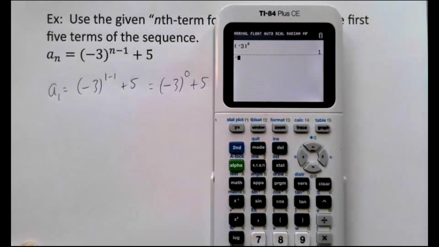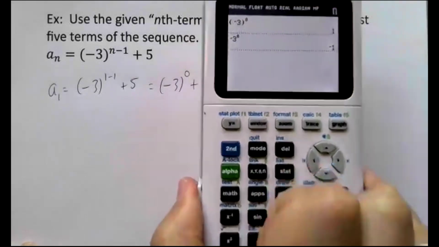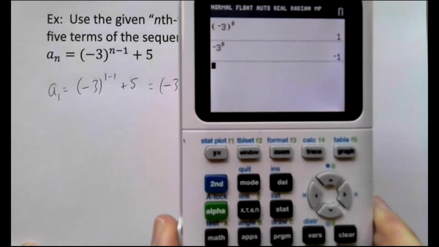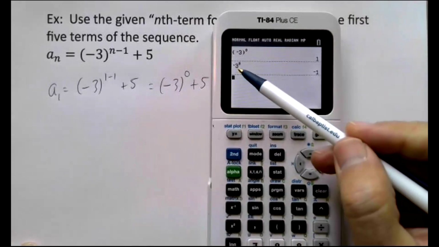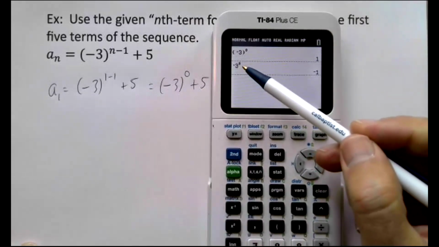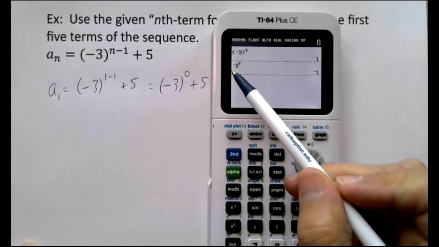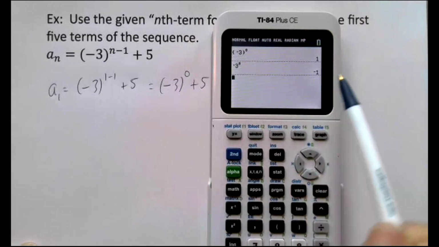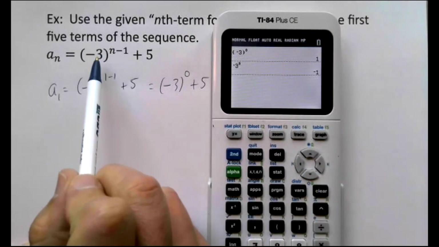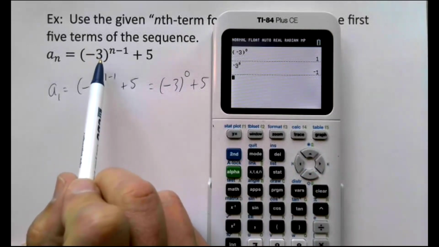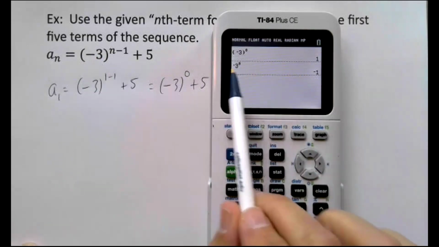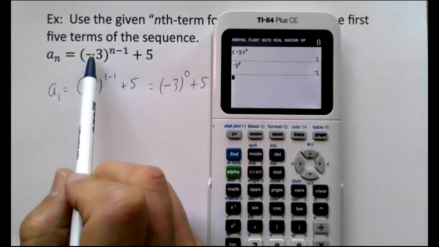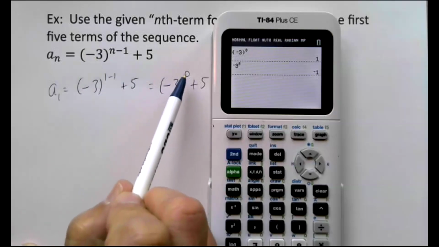If you did it without parentheses, I think you're going to get the wrong answer. Because without parentheses, it's actually taking 3 to the power of 0 first, which is 1, and then just sticking a negative in front of that answer. That's not what we want, though. We don't want 3 to the power of 0 and then just a negative in front of the answer. We want negative 3 to the power of 0.